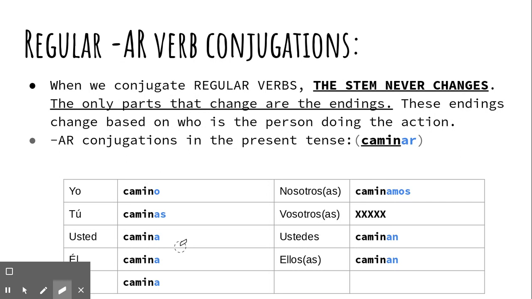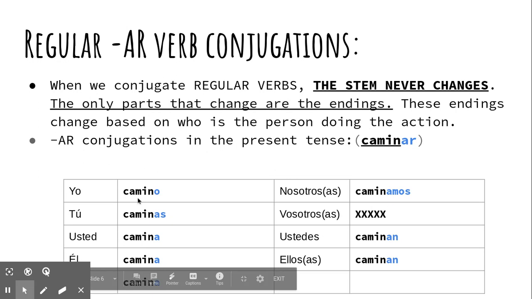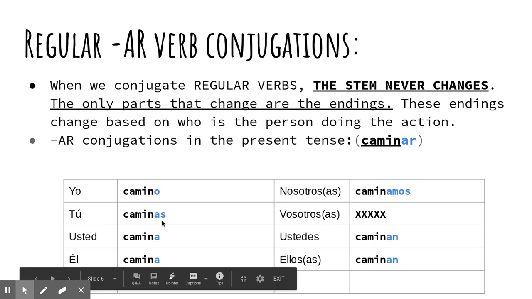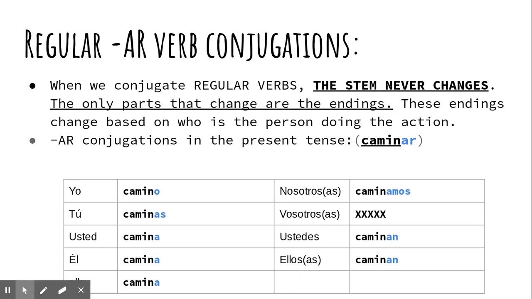So for the yo form, if you want to say you are doing something, all you do is keep the stem and add the letter O. Yo camino. I walk to school, for example. Yo camino a la escuela. The ending for the tú form is AS. Tú caminas. The ending for usted, él, and ella is the same. Usted camina, él camina. All we need to do is add an A to the stem.